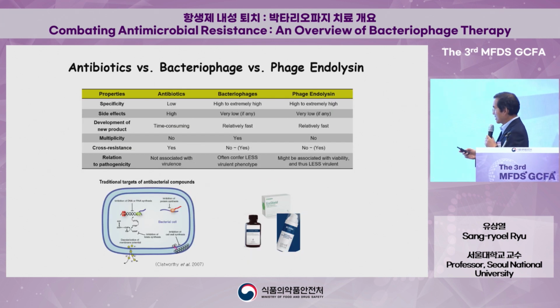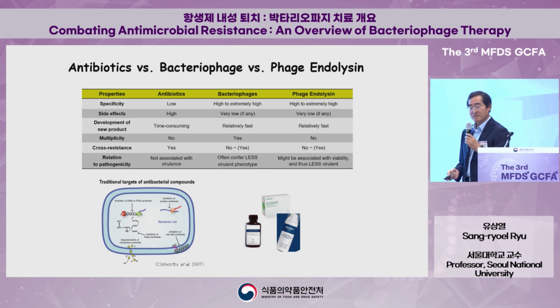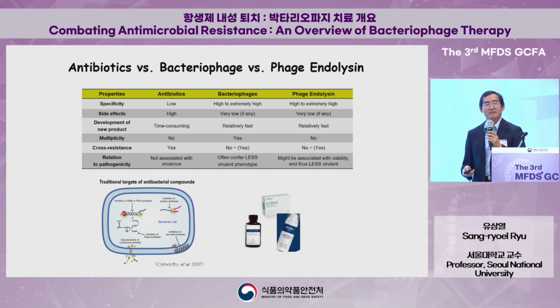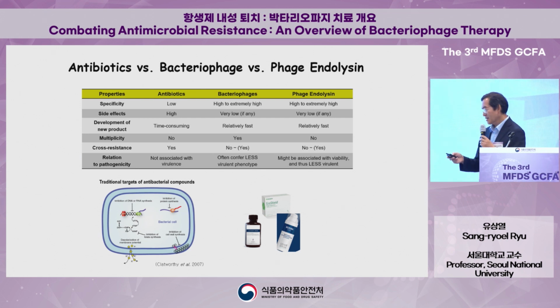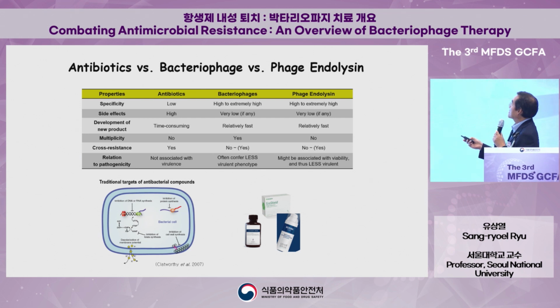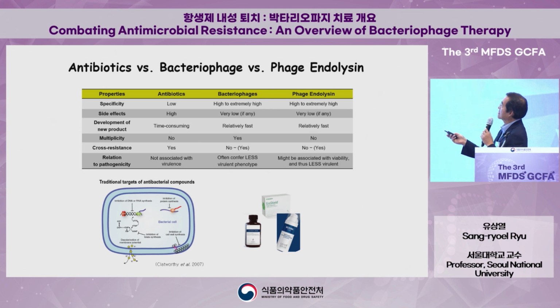In this table, I compare antibiotics, bacteriophages, and endolysin. For antibiotics, specificity is very, very low, so if you give antibiotics, most of the bacteria will die. However, there is specificity for the phages and the endolysin, so we can minimize side effects. Also, the system is quite simple and very easy to develop. These are some major characteristics.